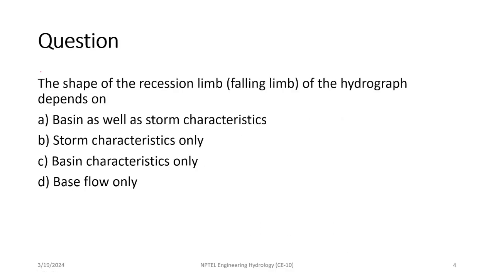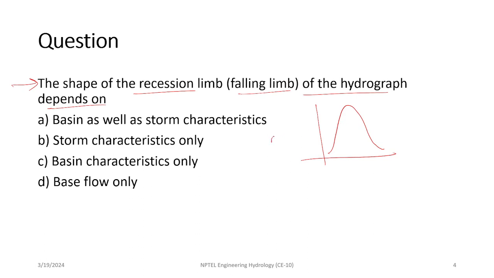Yeah. So the question here is, the shape of recession limb, that is the falling limb also, of the hydrograph depends on. So I guess this question was already covered in the previous sections, but just for the revision, you can answer this. What could be the factors that are influencing the shape of recession limb? It's basin as well as storm.